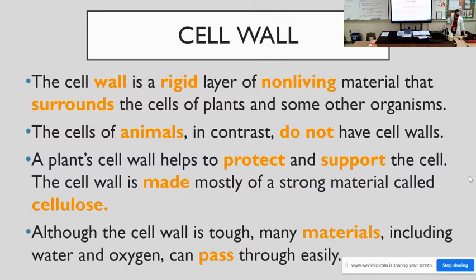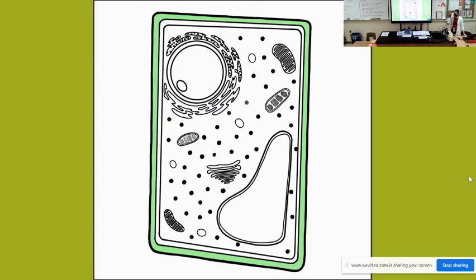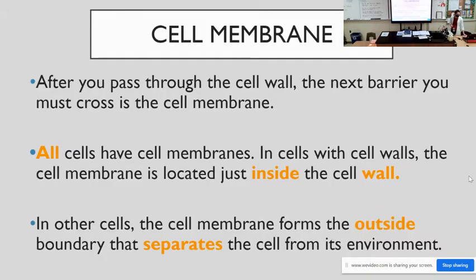Okay, so the outer edge layer of the plant cell is our cell wall. The next organelle or structure for cells is the cell membrane. So all cells have a cell membrane. It's located just inside the cell wall for plant cells, so it's kind of like a double barrier for plant cells. And in other cells, in animal cells, the cell membrane acts as the first barrier, that outer layer that separates the cell from its environment.